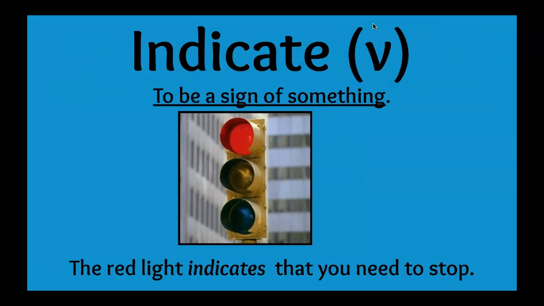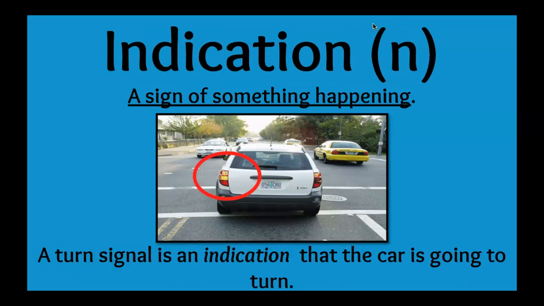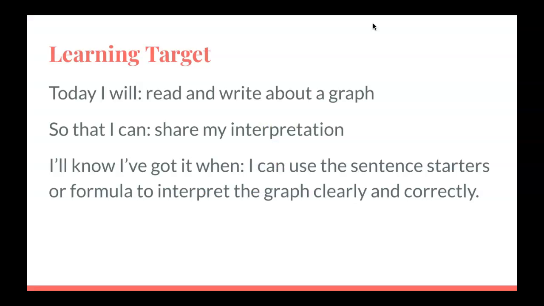Indicate. Indicate is to be a sign of something. The red light indicates that you need to stop. Indication is kind of the same thing. A turn signal is an indication that the car is going to turn. So you could say a turn signal indicates the car is going to turn, or a turn signal is an indication. It's basically the same meaning, just different grammar.